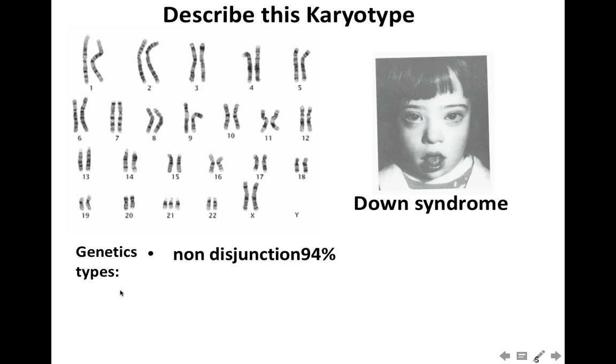So what are the genetic types? Is it only trisomy 21? The trisomy 21 is the non-disjunction type, which results from non-disjunction. Usually it happens in the ovum, and it is usually happening with advancement of the mother's age.